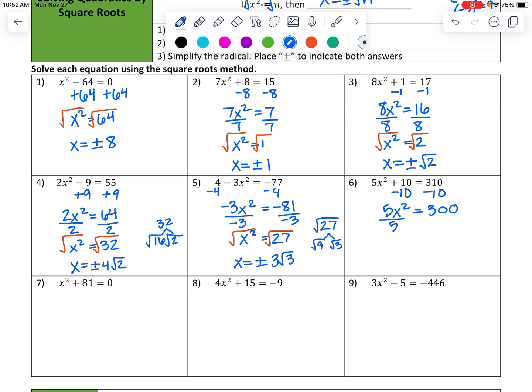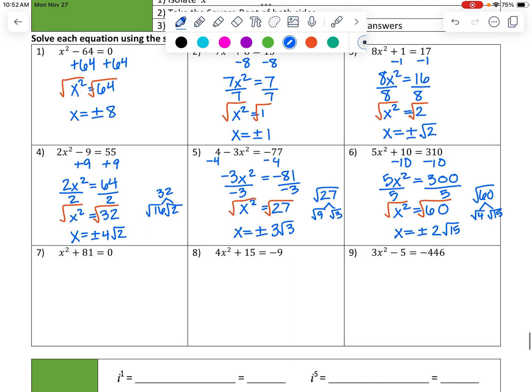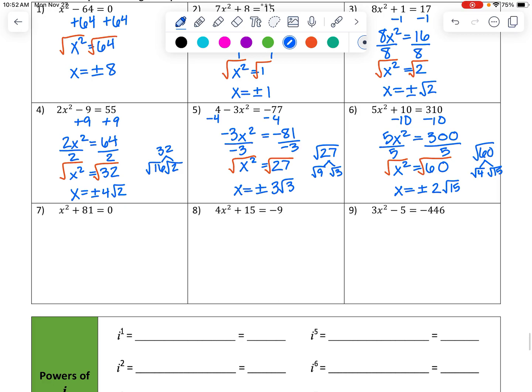We subtract, we divide. I have x squared is equal to 60. When x squared is by itself, we square root. Since I'm taking the square root, I need that plus or minus. And I can break 60 into radical 4 and radical 15. The radical 4 will simplify to 2, and radical 15 will stay.